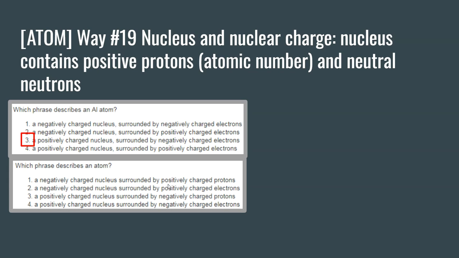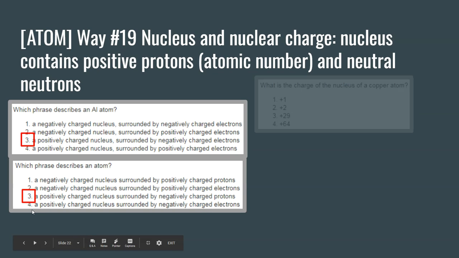Next question. Which phrase describes an atom? Okay, remember nucleus contains protons, which are positively charged, and the nucleus is surrounded by orbitals, which contain the electrons. So the correct answer, I'm sorry, this is not correct. It should be answer choice 4, positively charged nucleus surrounded by negatively charged electrons. Excuse the error. It should be answer choice 4.